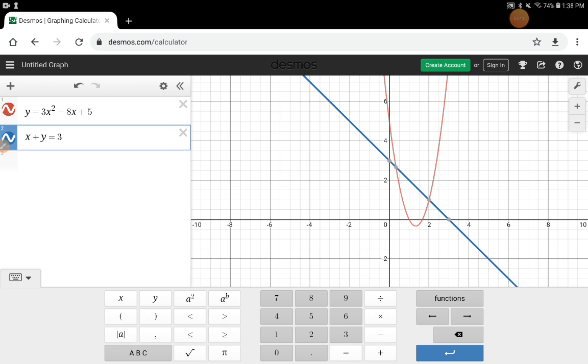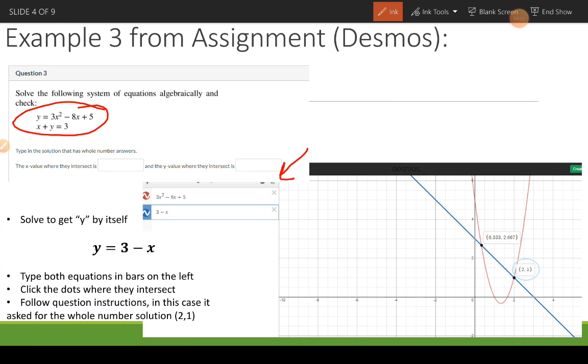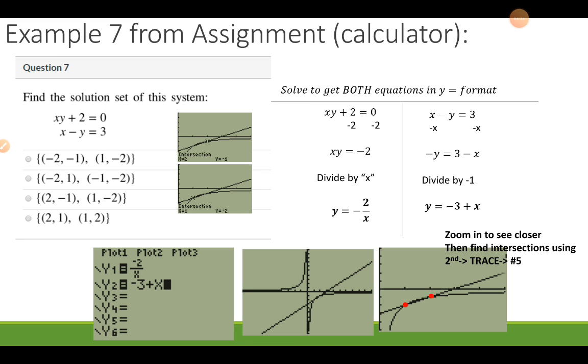And see, in Desmos it's a lot easier because you don't have to solve. Again, we have 2 points of intersection. If you click on the points, it shows you what the 2 solutions are. It's a very, very straightforward method to do this. And then again, it asks for the whole number solution, so your solution would be 2, 1. Sometimes, again, they have those 2 solution sets.